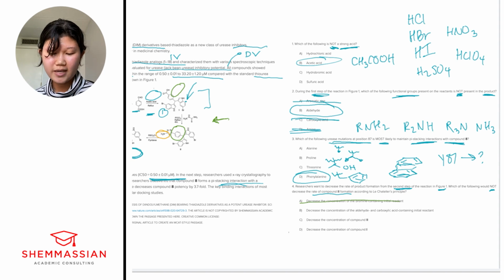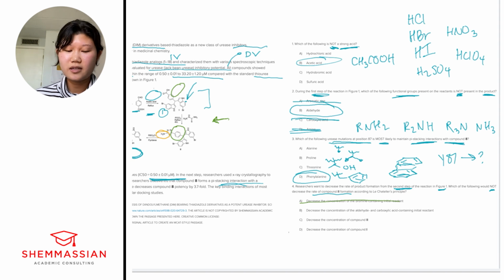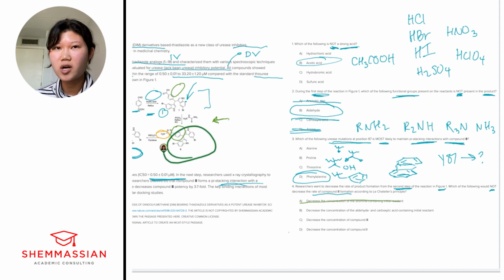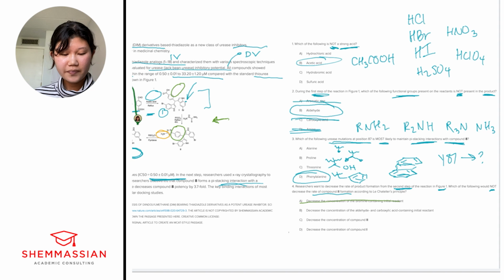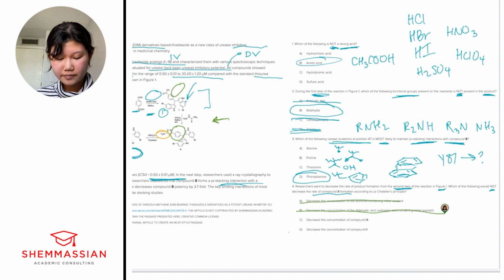All right, now on to B. What if we decrease the concentration of the aldehyde and the carboxylic acid containing initial reactant? Okay, so now they're asking about this product. Because you need both of those reactants to eventually form compound 2, decreasing this will also shift the reaction to the left and will decrease the rate of compound 2 formation. So B is wrong.